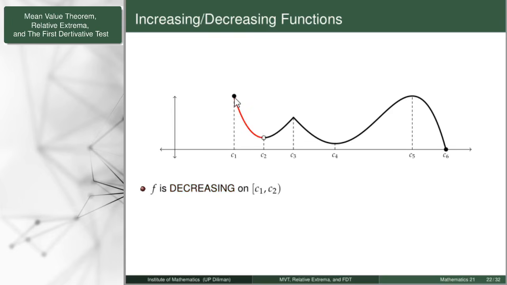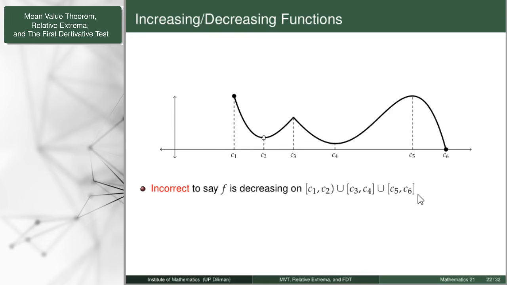It's decreasing from C1 to C2, not including C2, but including C1, because C2 is not defined. It is also decreasing from C3 to C4 and decreasing on C5 to C6. So you will see here that as long as you can see that it is sloping downward, then that part will be decreasing, or f is decreasing on that interval. Be clear, it is incorrect to say that f is decreasing on the union.